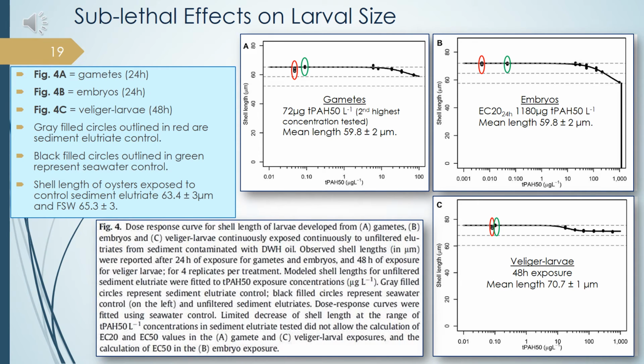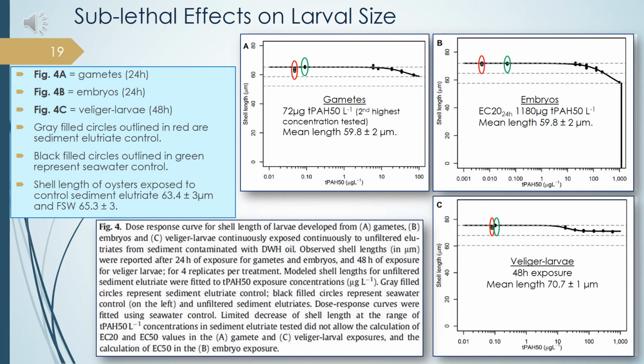So here we have sublethal effects of larval size. This is figure 4A broken into 3, with the same sort of pattern as we did in the past, where figure 4A is gametes for 24 hours, figure 4B is embryos for 24 hours, and 4C, the veliger larvae, were 48-hour exposure. Now you'll notice that there's an absence of data at the highest concentrations of unfiltered sediment and nutrient due to the high mortality.